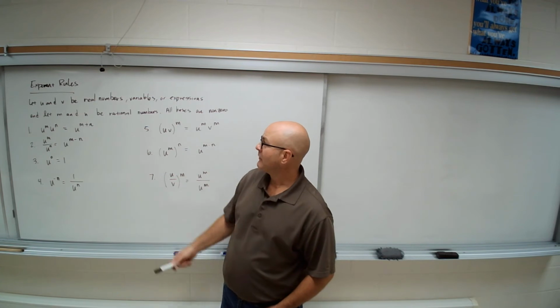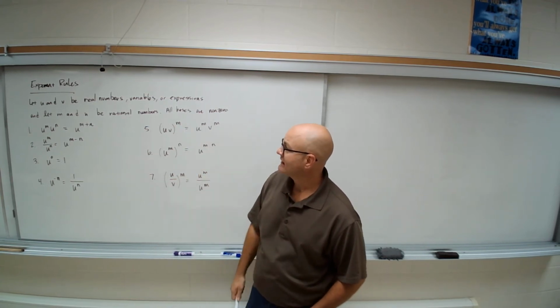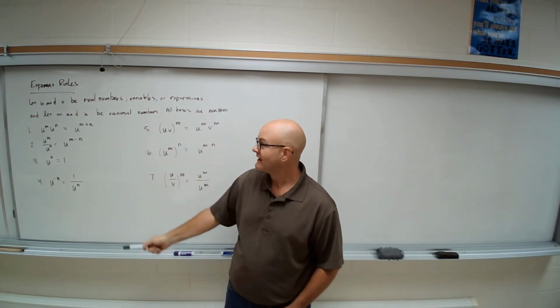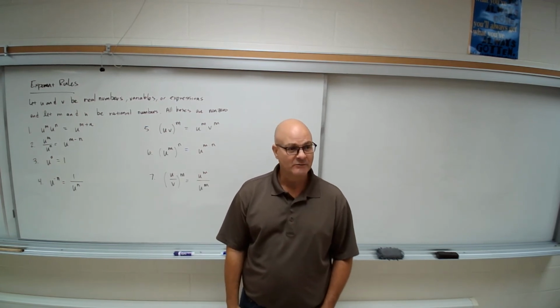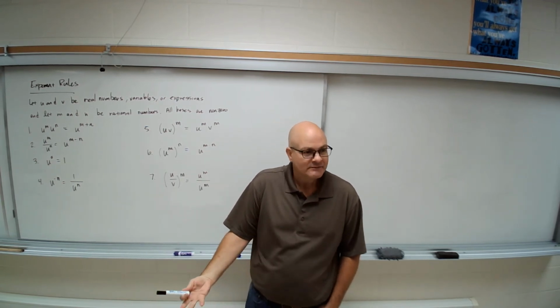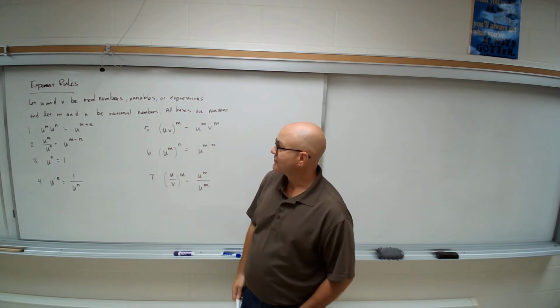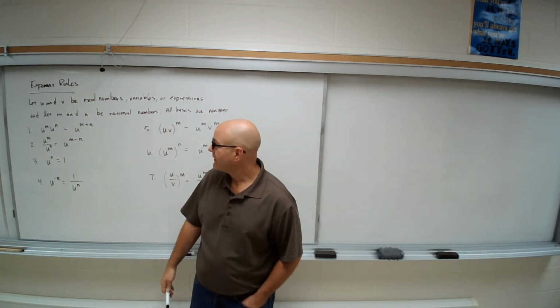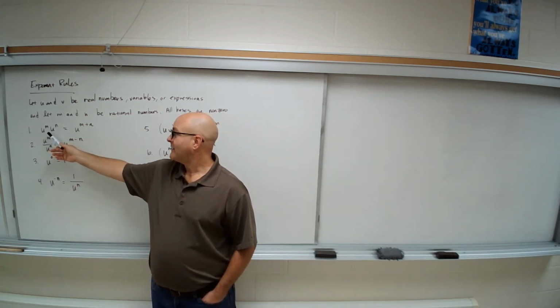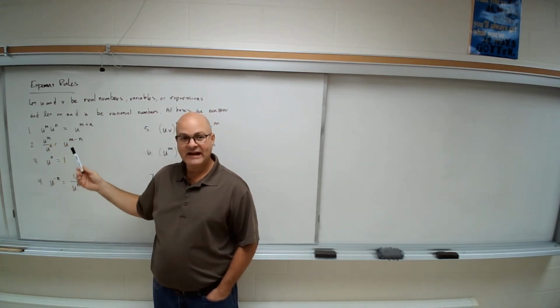Let u and v be real numbers, variables or expressions, and let m and n be rational numbers. A lot of times when you're defining these, they say integers, but they actually work for rational numbers too, meaning fractions. All bases are non-zero. If bases are 0, you kind of got a mess. But here, if you have a base times the same base, you add the exponents.